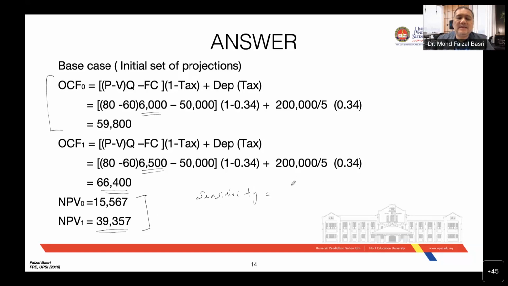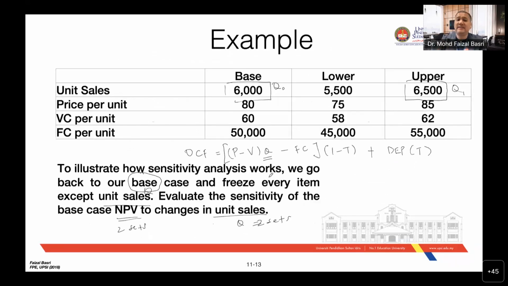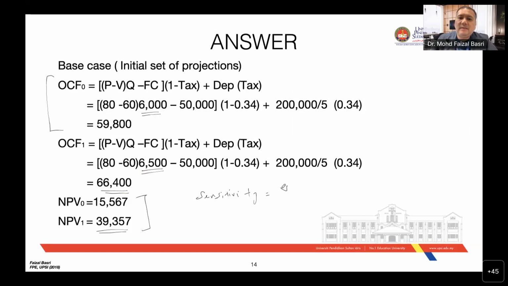Okay, sensitivity can be calculated. The formula is not fixed. It is based on what kind of sensitivity analysis the question wants us to calculate. In this case, it's based on NPV and also Q. So our formula would be the new NPV, NPV 1, the new estimation, minus the original NPV, divided by quantity, Q1 minus Q0. This is the formula of sensitivity for these selected variables.